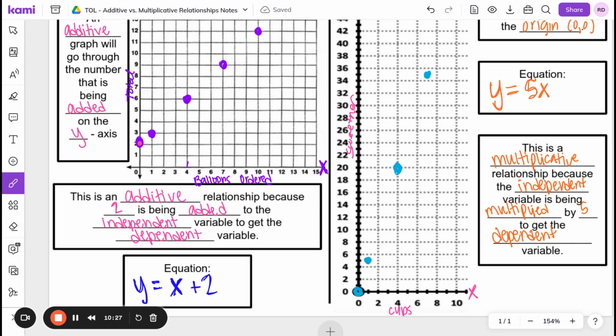So some big takeaways here. To plot a point, it's always x, then the y value. Equations can be additive or multiplicative, depending on if you're adding or multiplying. And you always add or multiply to the independent variable to get that dependent variable answer.